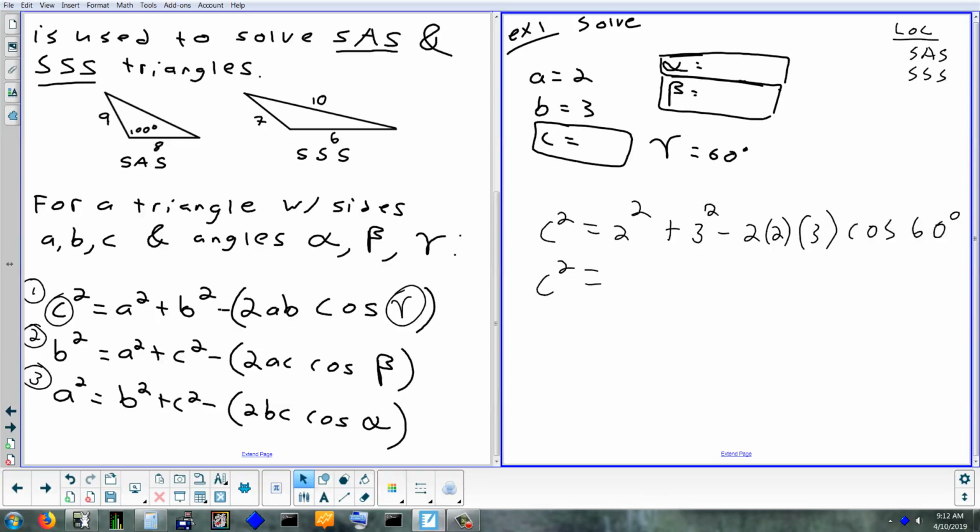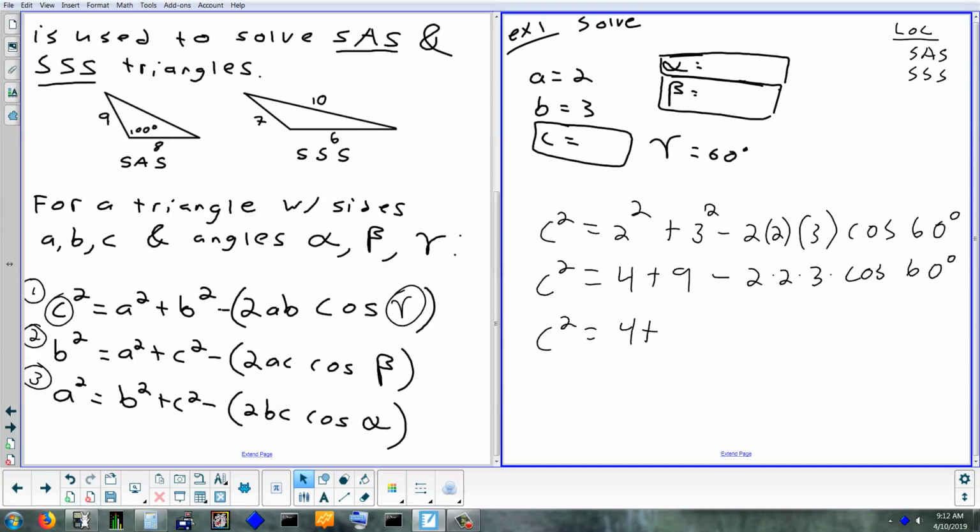All the arithmetic is on the right, so follow the order of operations, PEMDAS. Exponents first: 4 plus 9, minus 2 times 2 times 3 times cosine 60. Okay, so all I did in that step was my exponents. What's the next thing you do after exponents? Yep, do all the multiplication.